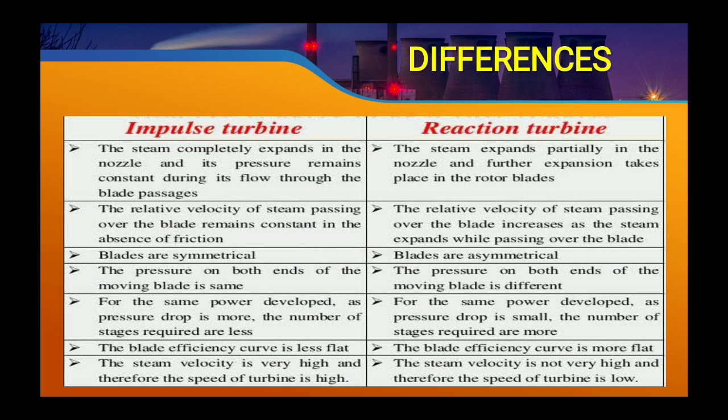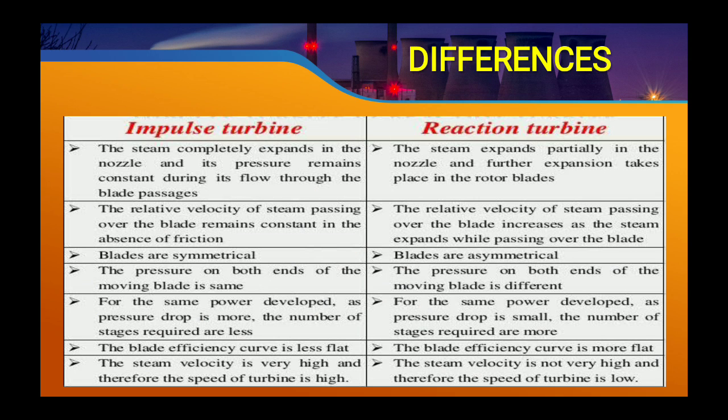The relative velocity of the steam passing over the blade remains constant in the absence of friction. There is no such friction. So the relative velocity of the steam passing over the blade always remains constant. In the reaction turbine, the relative velocity of the steam passing over the blades increases as the steam expands while passing over the blade. In the case of an impulse turbine, blades are symmetrical, and in the case of a reaction turbine, there are two types of blade. One is the inner blade and one is the outer blade, so it is asymmetrical in nature.